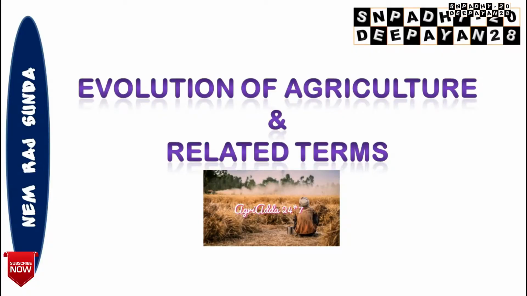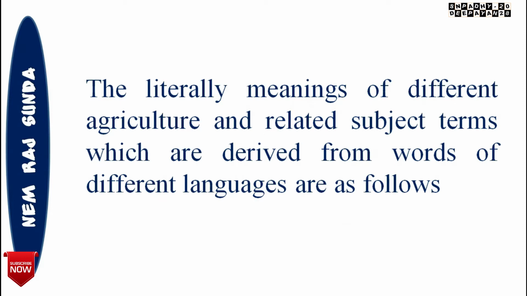Hello everyone. So today we are going to discuss the evolution of agriculture and related terms. What is the video all about? The literal meaning of the words. Suppose you take agriculture, agronomy, horticulture, entomology, whatever the terms related to agriculture, whatever we have studied or you are studying in our BSc agriculture course.